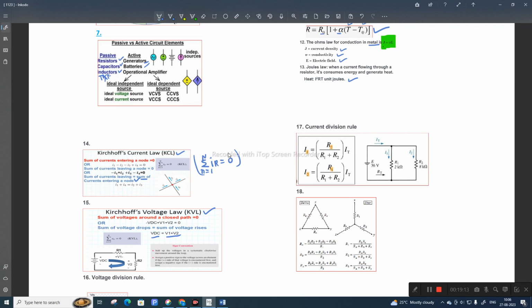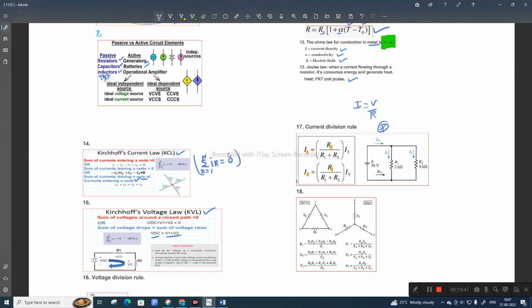Next comes the current division rule. This is one of the important rules to solve your current problems without going through complex resistor networks. Otherwise you would use the formula I is equal to V by R, which needs the voltage and total resistance. But if you know the total current, you can directly solve this type of question easily. Let's see how we solve it.